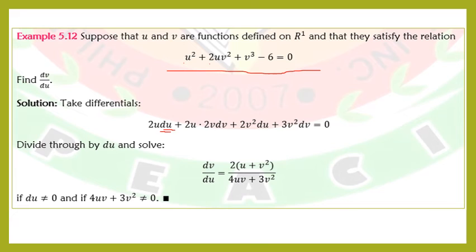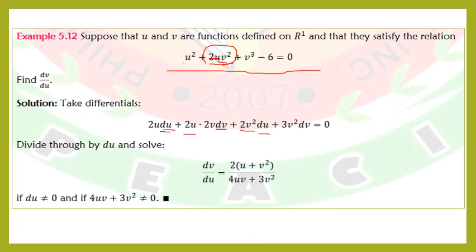Sa second term naman class, kailangan natin ditong i-apply yung product rule. So ang product rule is first times the derivative of the second plus second times the derivative of the first. So let's say ang first function natin dito is 2u. We have 2u and then derivative of the second function v squared is 2v. So since nag-derive tayo kay v, mag-add tayo ng dv. Plus the second function na v squared, and then derivative ni u is 1 times du. So nadagdagan to ng du kasi nag-derive tayo kay variable u.